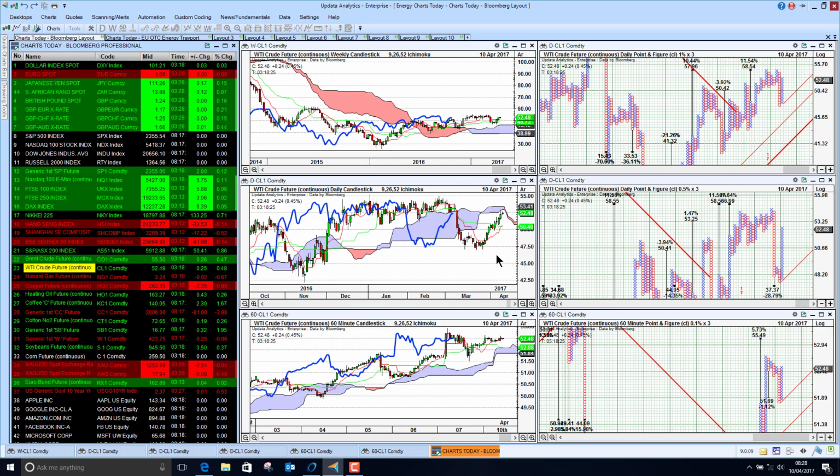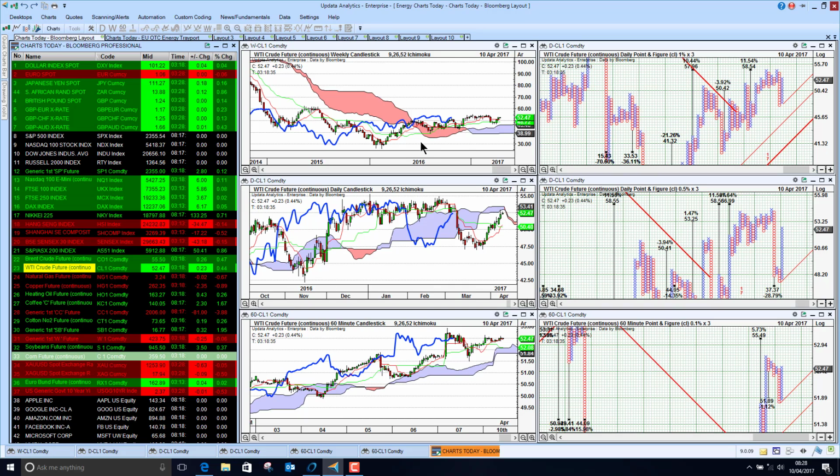But interestingly, we are just seeing crude recovering, and the key thing is, can it get back above the cloud and hold that position? So $55 would be the level here. We need to break to new highs to unwind that downside target.